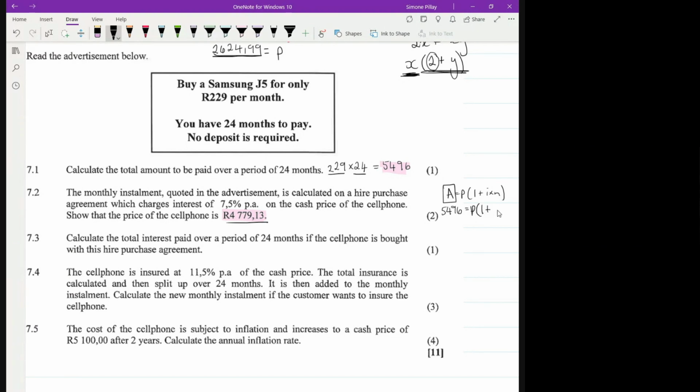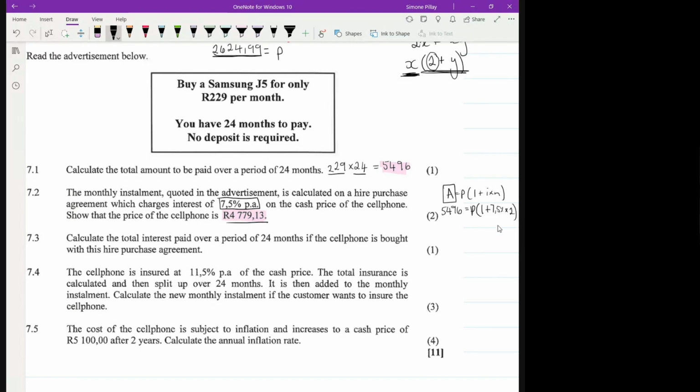1 plus, what is my I? My I, they've given me my I, which is 7.5%. So that's going to be 7.5% multiplied by what is my N? 24 months is my N. And 24 months will give me what value for N? 2 years. 2 years. Thank you very much. So 2 years. Now you can see we have our unknown over here of P.